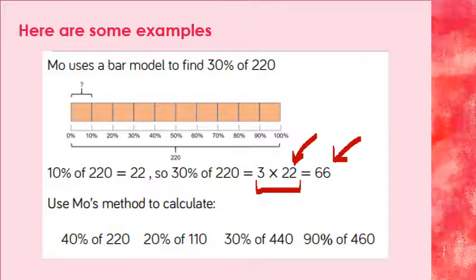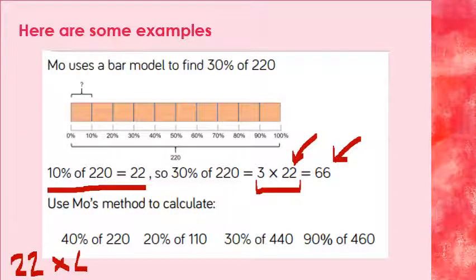So can we use that method to figure out 40% of 220? So if Mo knows that 10% of 220 is 22, well, to find 40%, we just need to do 22 multiplied by 4, or 4 multiplied by 22. Because that's the total amount of 10% 4 times. So then it's just simply 22 multiplied by 4, which a lot of you will be able to do in your heads, which is fabulous. So that's 88.